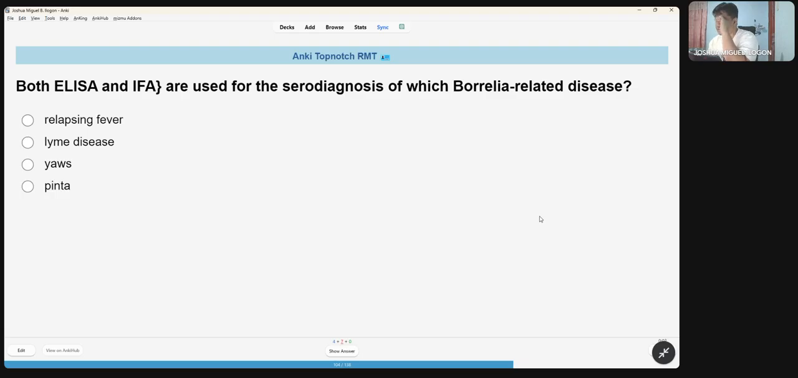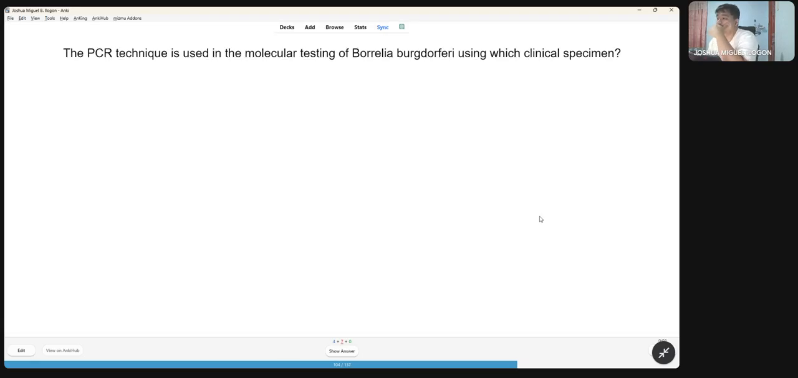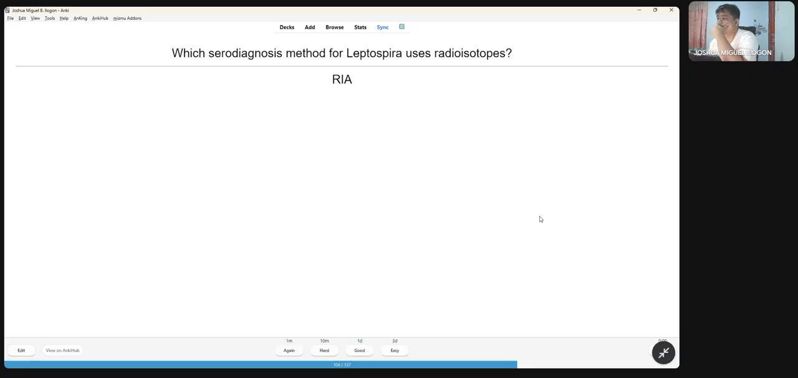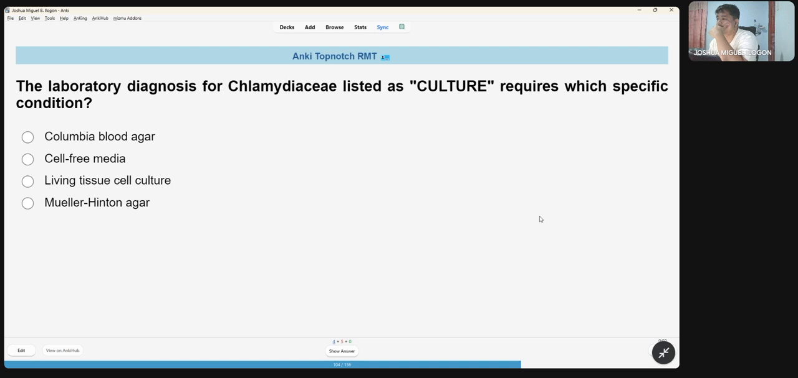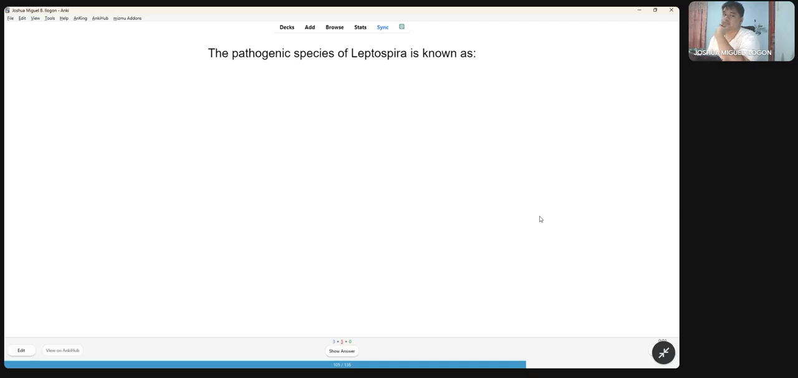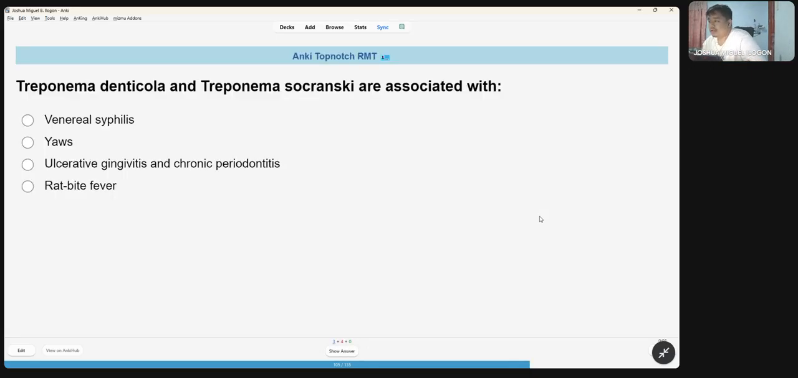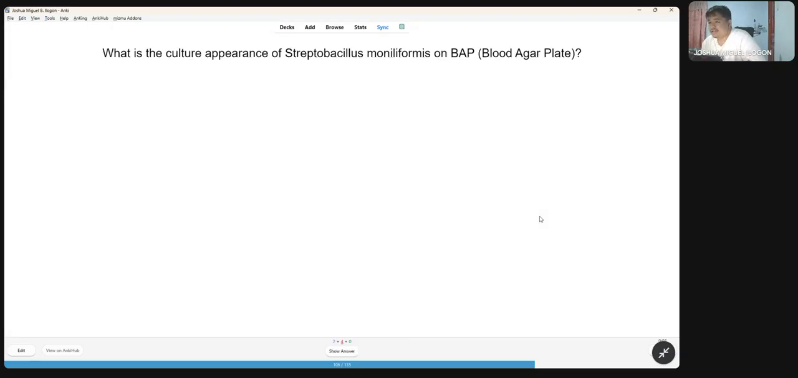PCR is urine for the Borrelia. Culture. Living tissue? Yeah, that's your interrogans. Treponema denticola. Alright, gingivitis. Denticola.